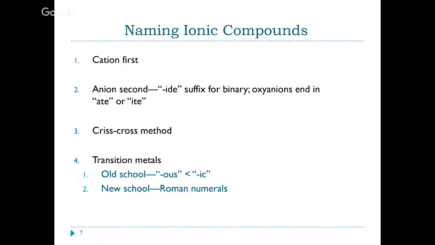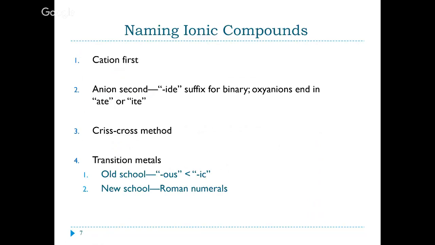So, naming ionic compounds. You always have the cation first, no matter what. When we look at the periodic table, metals show up before nonmetals if you read it like a book, left to right. Metals before nonmetals. So the metal retains its name; you do not change it.